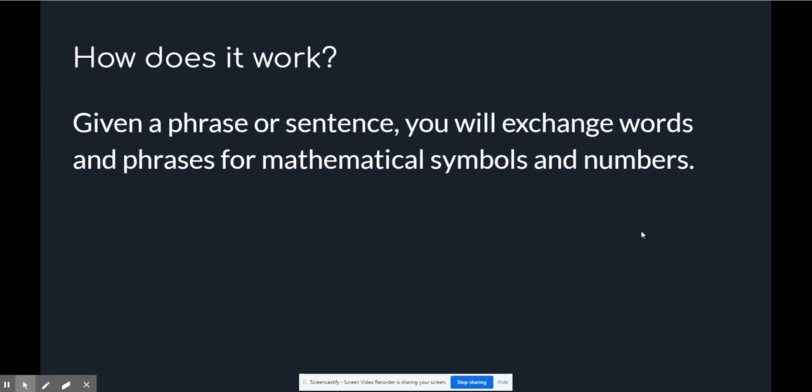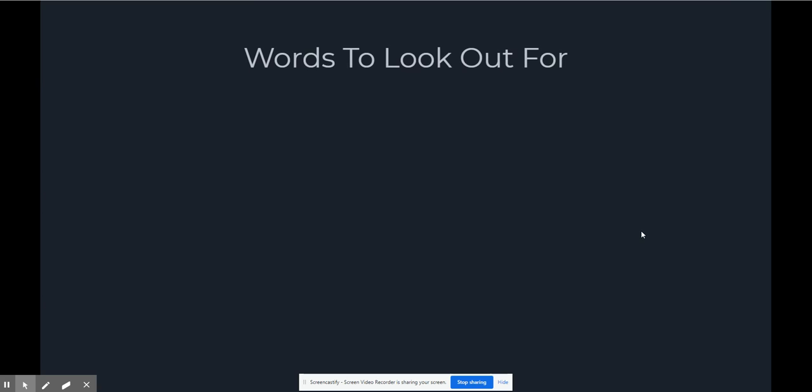Given a phrase or sentence, you're going to exchange words and phrases for mathematical symbols and numbers. That's just some jargon, right? That's just a definition. Realistically, I'm going to give you a sentence with words in it, and we're going to take each one of those words or phrases of those sentences and turn them directly into symbols and numbers, all right? So that we can actually do math with them.